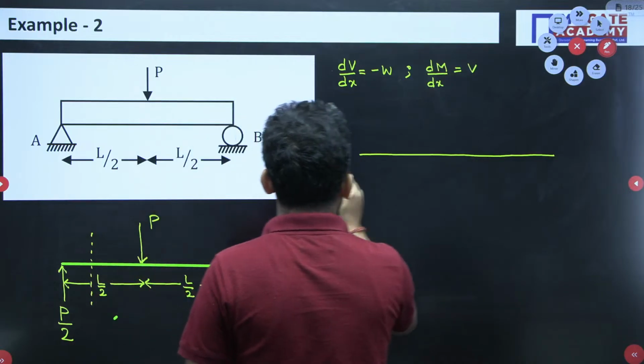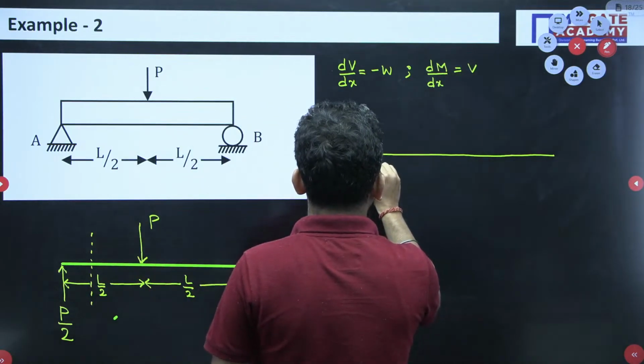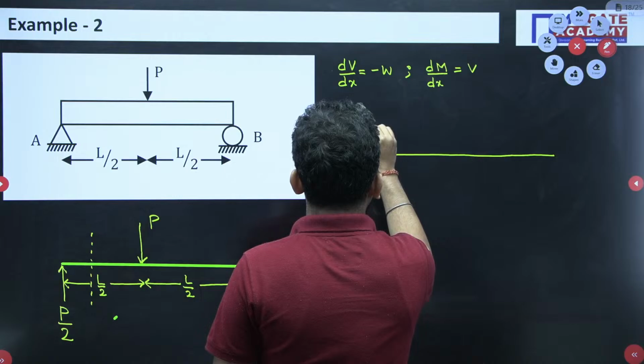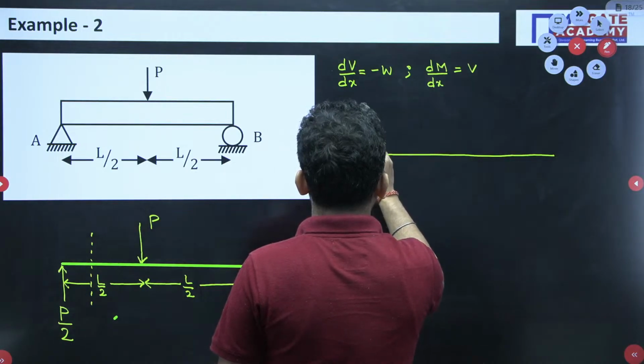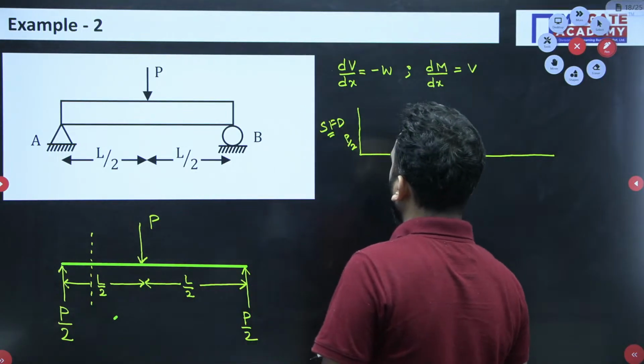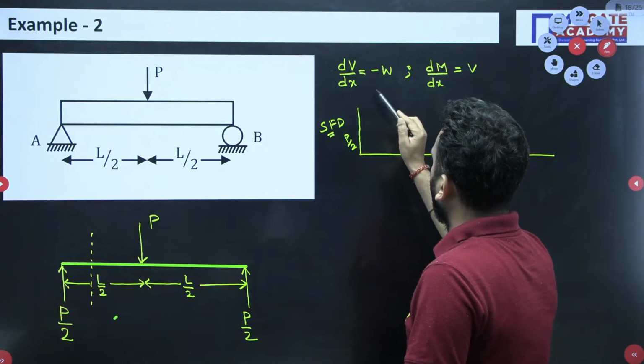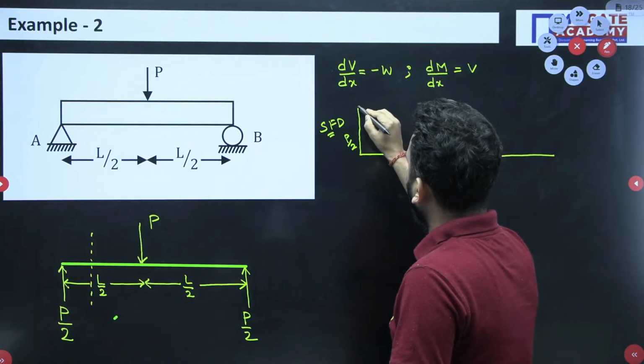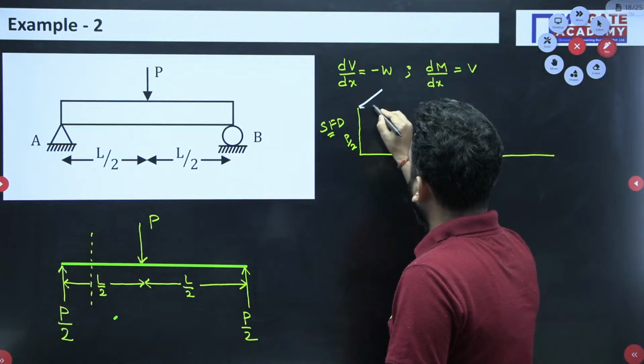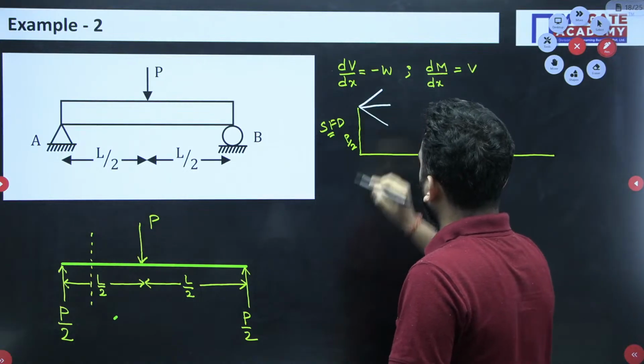So there is a point load of P by 2. So this is P by 2. Now how should I move ahead? I can go like this, I can go like this, I can go like this.